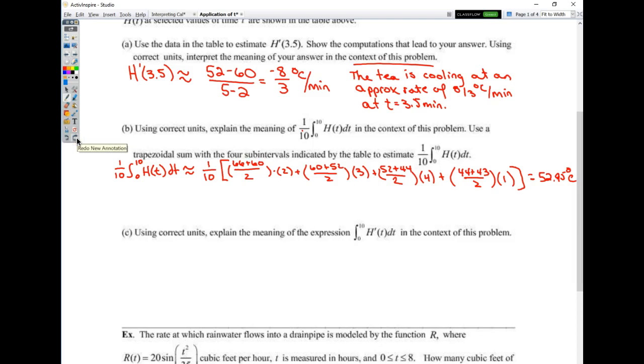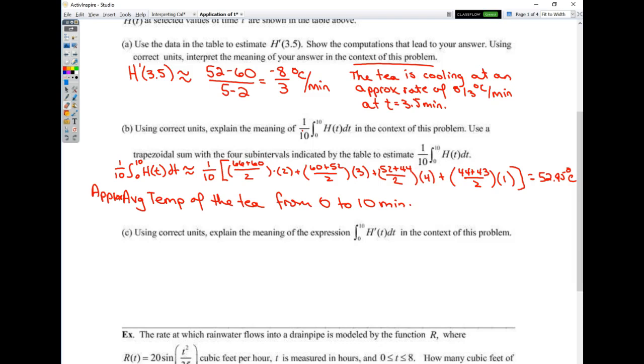Now, what does this ask? What does this actually mean? This is an average value. Average value of what? Average value of the temperature. So this is the average temperature. Actually, let me change something. This is the approximate average temperature of H(t) from 0 to 10 minutes. Now, you could call this from the first 10 minutes. You could call this a lot of things. I like to just use the 2 points they gave me so I don't have to worry about vernacular there.